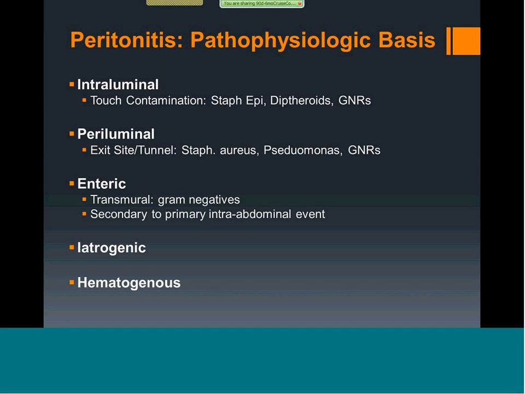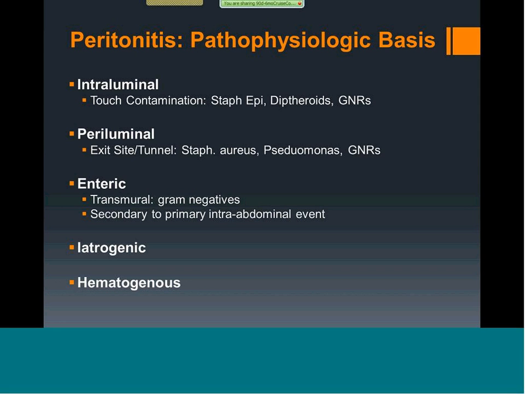It can be iatrogenic, and by iatrogenic I mean the patient gets a procedure, such as a dental cleaning, a colonoscopy, or a GYN procedure, and that results in infection being introduced into the peritoneal cavity. It can be hematogenous, meaning it is in the bloodstream from another source. Somebody gets endocarditis, or has a dialysis catheter that gets infected, and that secondarily involves the peritoneal cavity.